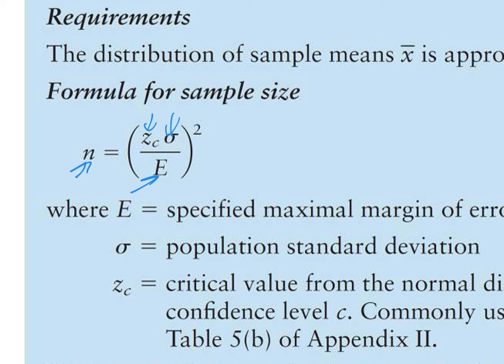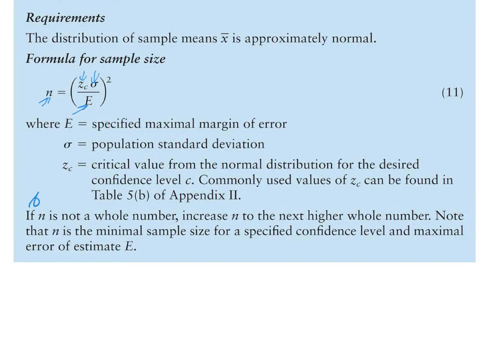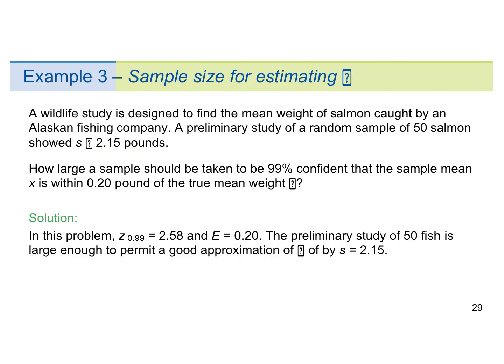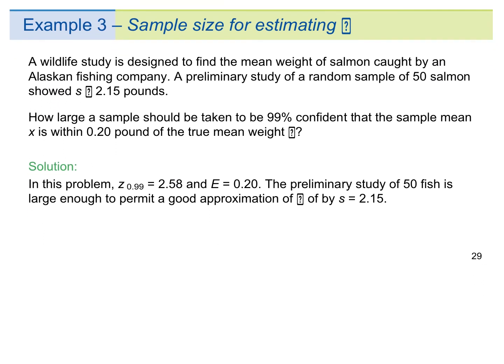So we want to know how many people or how many whatevers that we need to survey if we want to be so many % confident within this particular margin of error. This is what I should have said before. If n is not a whole number, increase n to the next higher whole number. So you don't round like. So the example here looks like this.